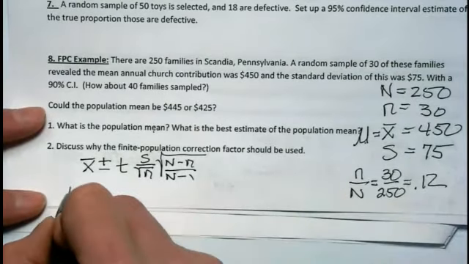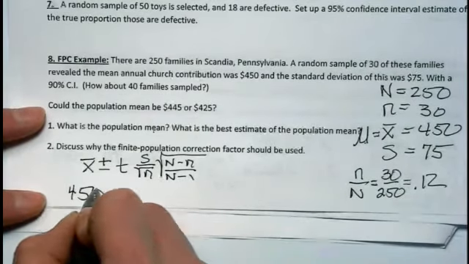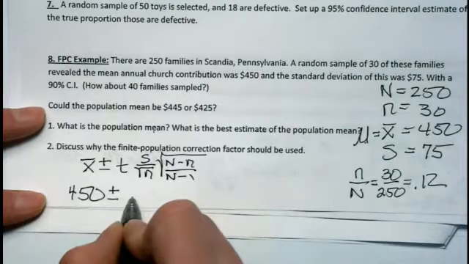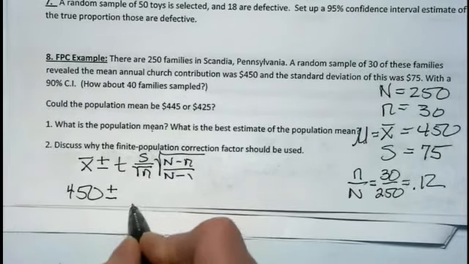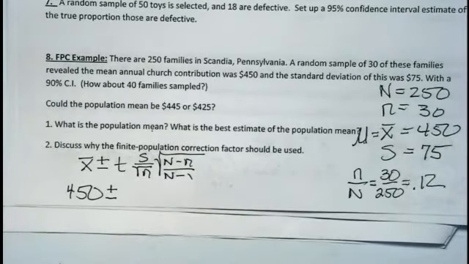So to substitute, 450 plus and minus our t value, let's look it up in our t table. We have degrees of freedom of 29, confidence interval of 90%.